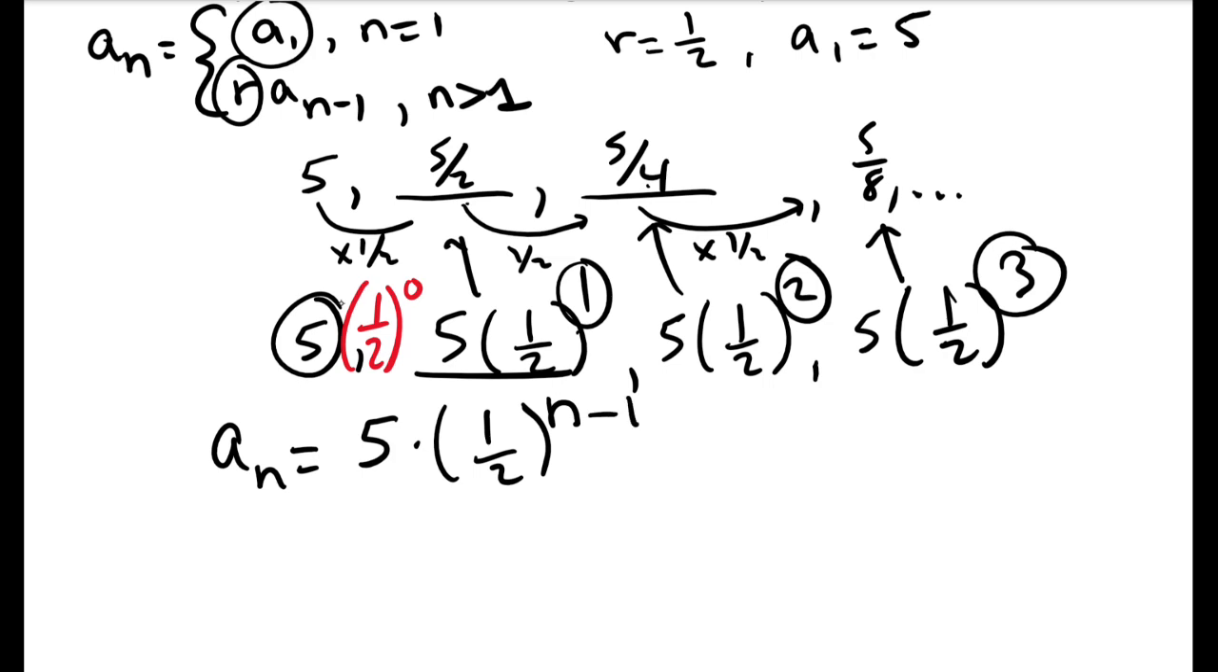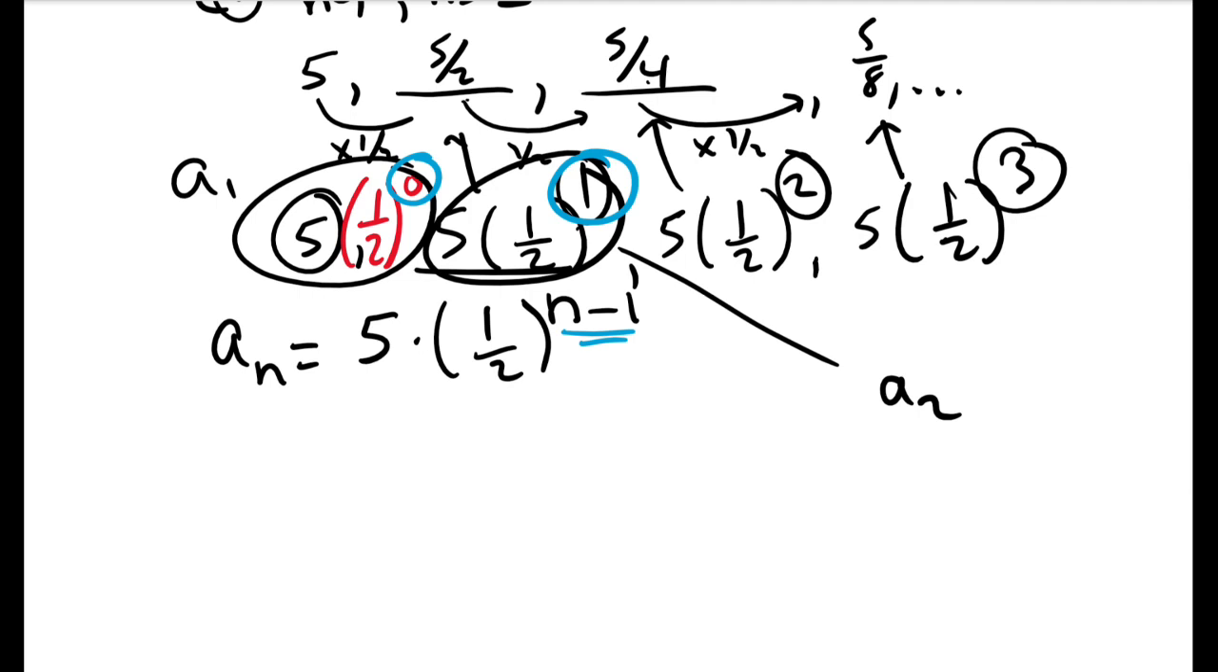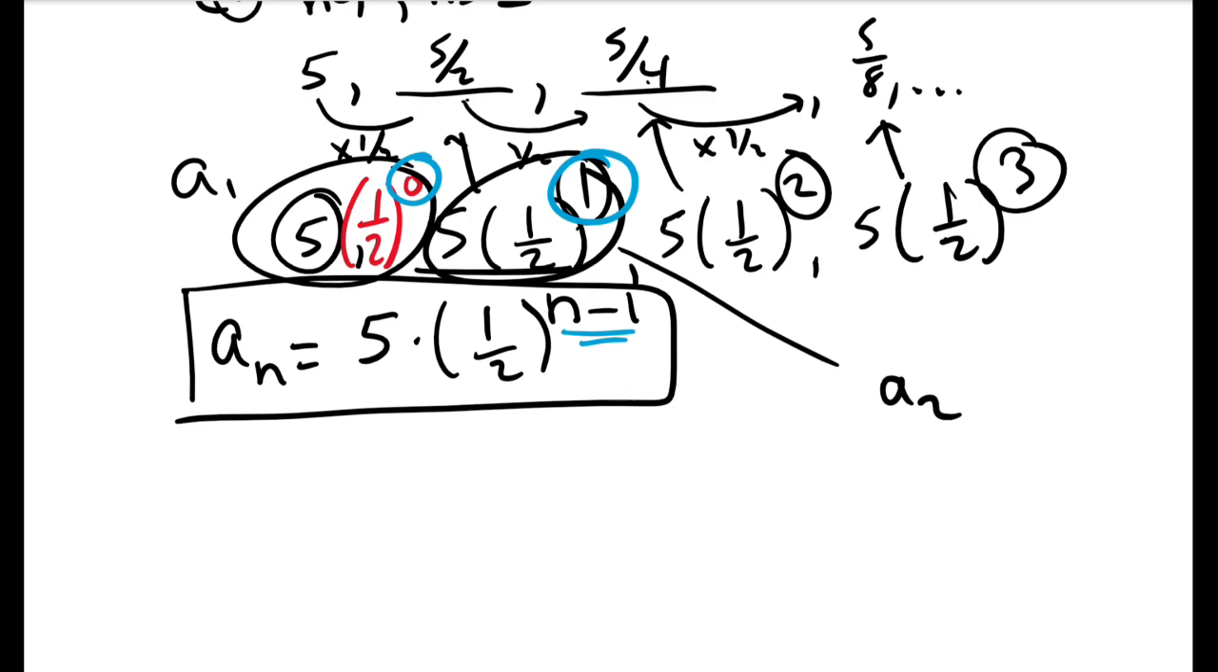So we know that this is a1, and we know that 1 minus 1 is 0. And then we know that this here is a2, and we know that 2 minus 1 is 1. And therefore, that's how we get this exponent right there, n minus 1. So we take the term number and subtract 1. All right, so this right here is my explicit form. I can get any term in the sequence by using this format here.